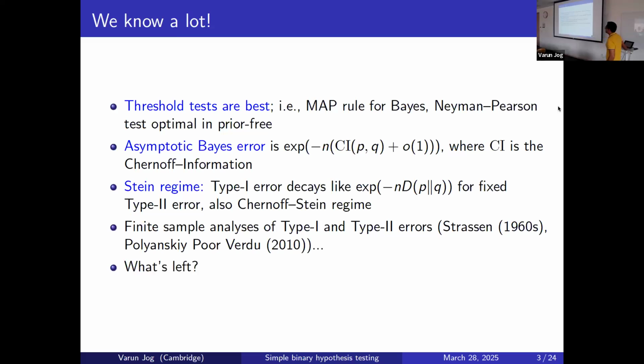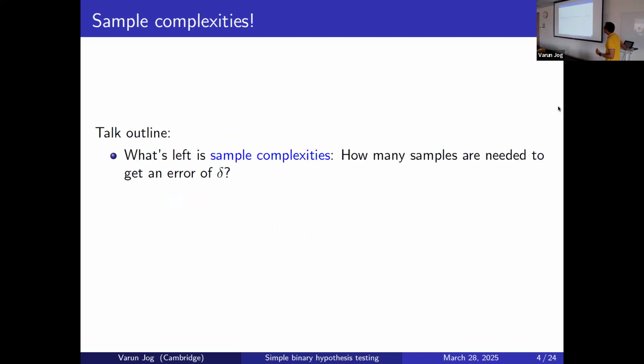So the question is, well, what's left? It seems like many questions about this problem are already answered. And what's left, surprisingly, was the question of sample complexities, which is going to be the focus of this talk. Sample complexity means sample size basically. How many samples are needed to get an error of delta?